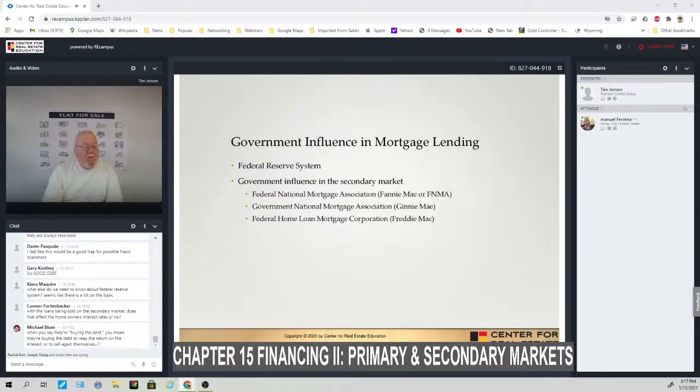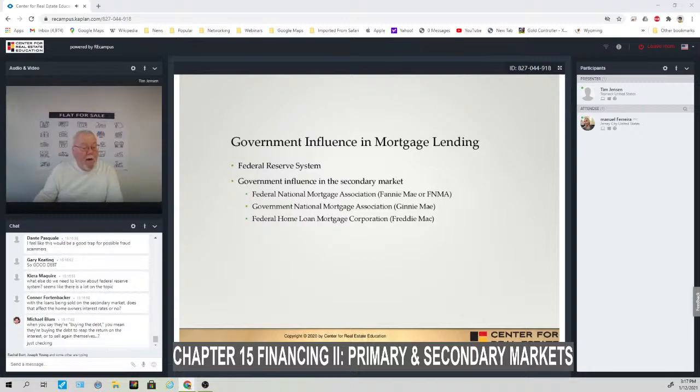With the loans being sold in the secondary mortgage markets, does that affect the homeowner's interest rates? No. When you say they're buying the debt, you mean they're buying the debt to reap the return on the interest or to sell it again themselves. Both, Michael. They're doing both. If they can be a purchaser on the debt early enough in the game, they're going to probably turn around and sell it again and make a quick profit. Or they could plan on holding that debt for the long term, but then usually somebody comes along and tries to buy it out again. So either or, and both are probable.